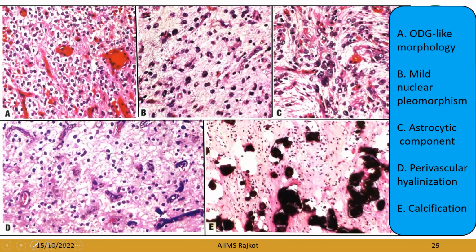So here image A is showing ODG-like morphology with typical nuclear features and chicken wire calcification. Image B is showing mild nuclear atypia. Image C is showing astrocytic component. Image D is showing perivascular herniation, and image E is showing typical large coarse calcification. Next.